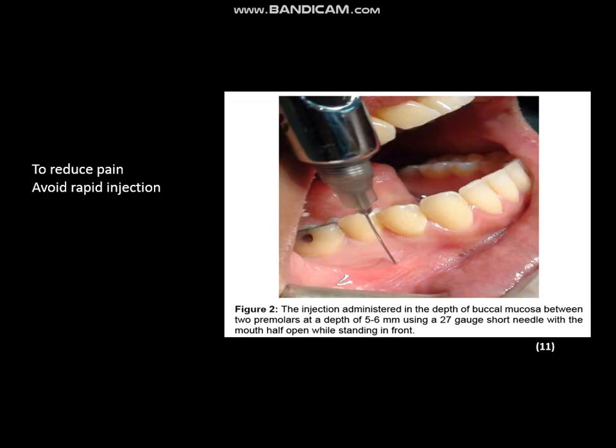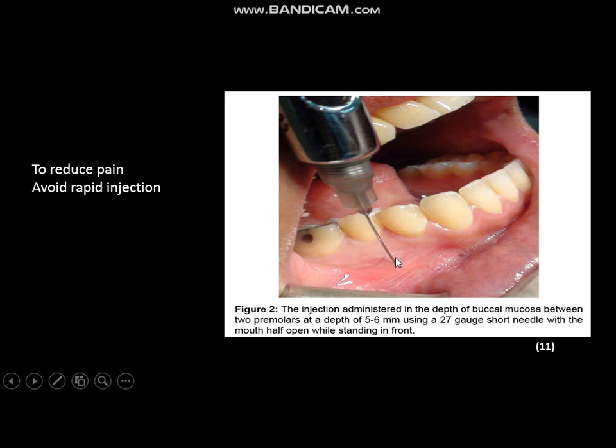After you locate the mental foramen, retract the cheek and lip and insert the needle at the depth of the mucosa, at the depth of the mucobuccal fold. Then guide the needle for a short distance, about 5 to 6 mm, toward the mental foramen. Then inject the anesthetic solution slowly to avoid pain to the patient.